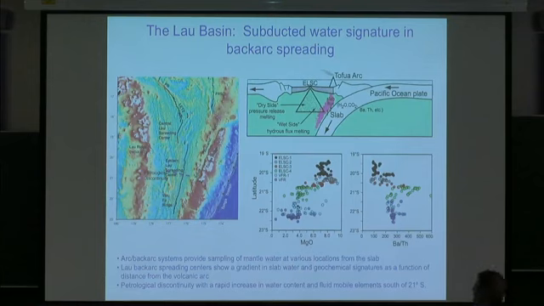And in particular, south of that area, we see a much, much larger effect of fluid mobile elements coming off the slab. So it's easy to understand why you might have a gradual increase going south along this arc in fluid mobile elements, but it's hard to understand why there would be sort of a discontinuous increase in fluid mobile elements at this position.